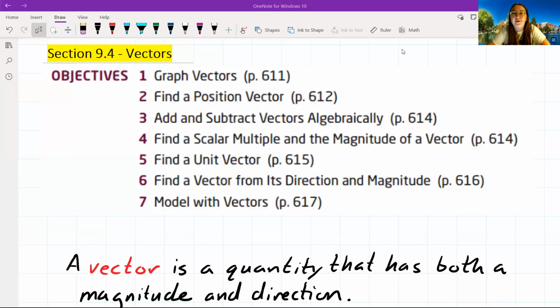Hello everyone, we're going to be going over section 9.4, which is going to be on vectors. So we have 7 objectives in this section. First, we want to graph vectors. 2, find a position vector. 3, add and subtract vectors algebraically.